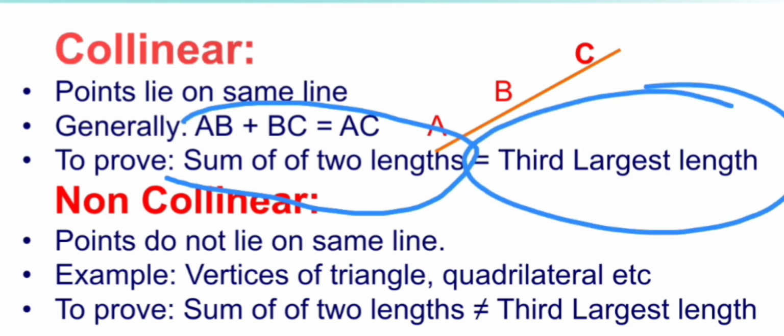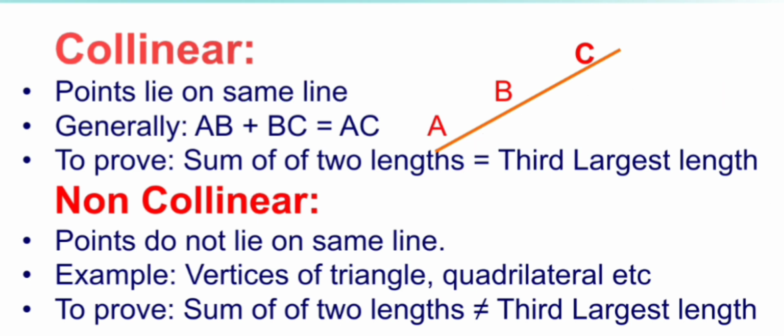And when we talk about non-collinear, it means that points do not lie on the same line. And this we can prove by using same formula. You will find distance of all 3 points, and then you will pick up the largest one, and you have to prove that largest is not equal to the sum of other two lengths. It means that the points are non-collinear, and the example of non-collinear is vertices of triangle or quadrilateral, etc. There are not many examples: pentagon, hexagon, or many other 2D shapes.